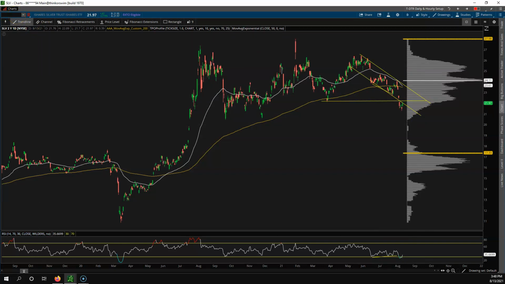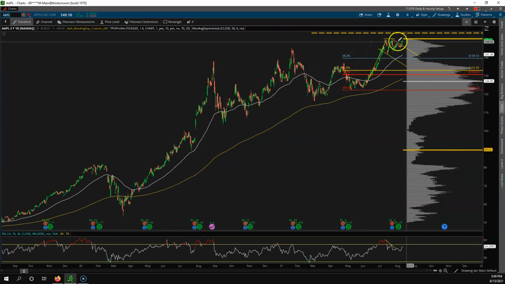So probably any move back up above, definitely, probably you could try 22.30 level and just use that 21.30 level as a stop loss, and maybe look for a move all the way back up to the 200 and the 50 at 23.50 levels. So hope that helps.